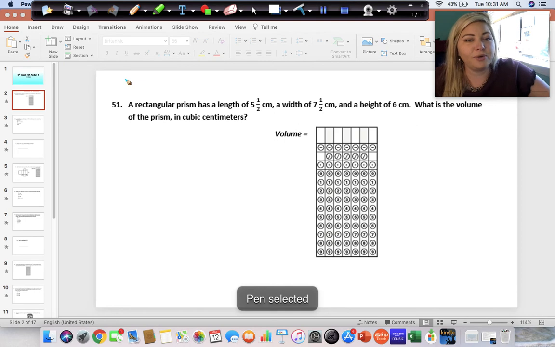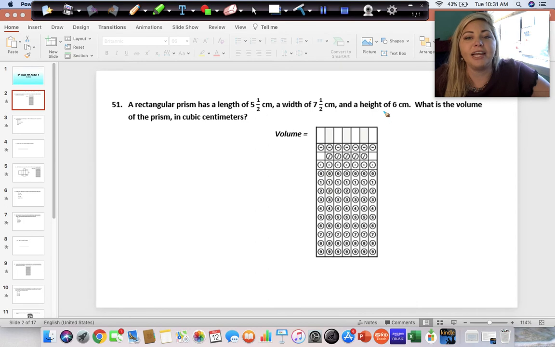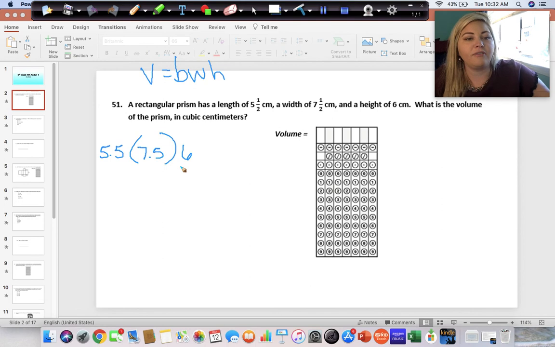It says a rectangular prism has a length of 5 1/2, a width of 7 1/2, and a height of 6 centimeters. What is the volume of the prism in cubic centimeters? So remember, for a rectangular prism, its volume equals base times width times height. So essentially, we're just multiplying these three numbers together. What I would do is change all of these to decimals. That's just a personal preference. You don't have to. But 5 1/2 is written as 5.5, and then 7 1/2 is 7.5, and then we have our 6.